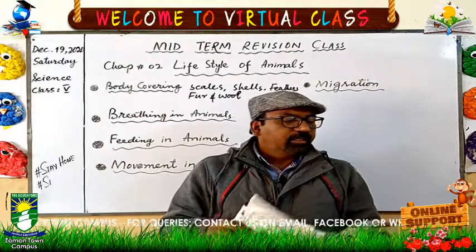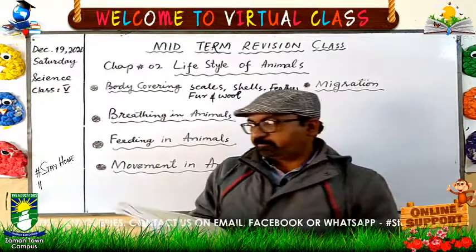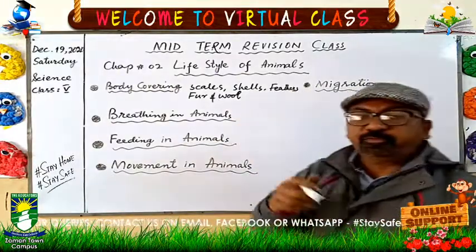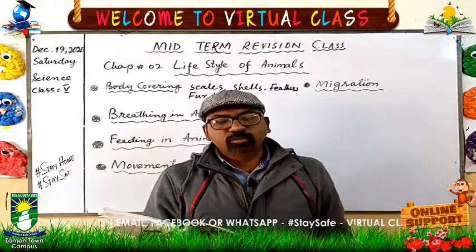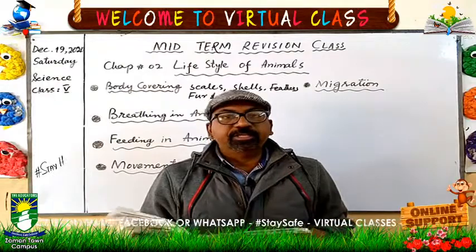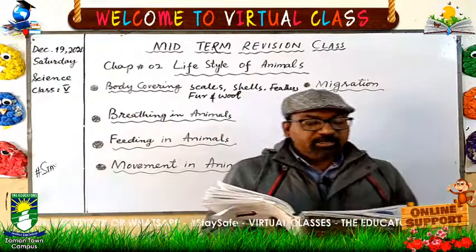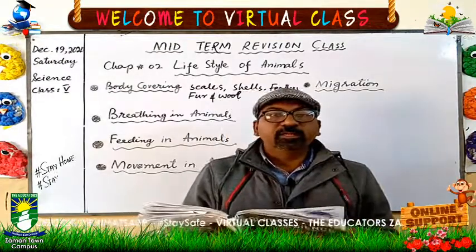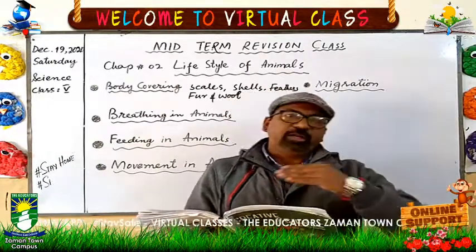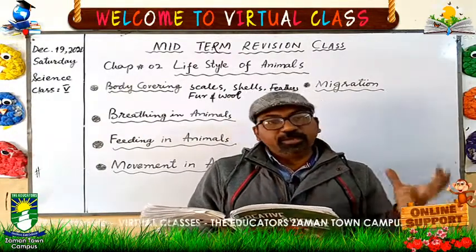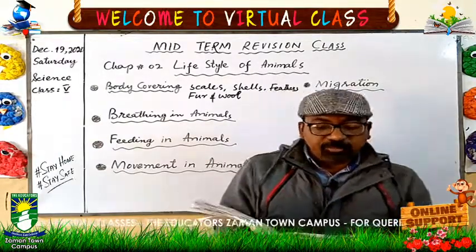Next, the last topic of this chapter is migration. Migration means to move from one place to another. Sometimes animals feel difficulty finding food. Sometimes they have to face unfavorable climatic conditions, and sometimes they need breeding, means to produce their young ones. They have to migrate from one place to another because they face problems in these aspects.